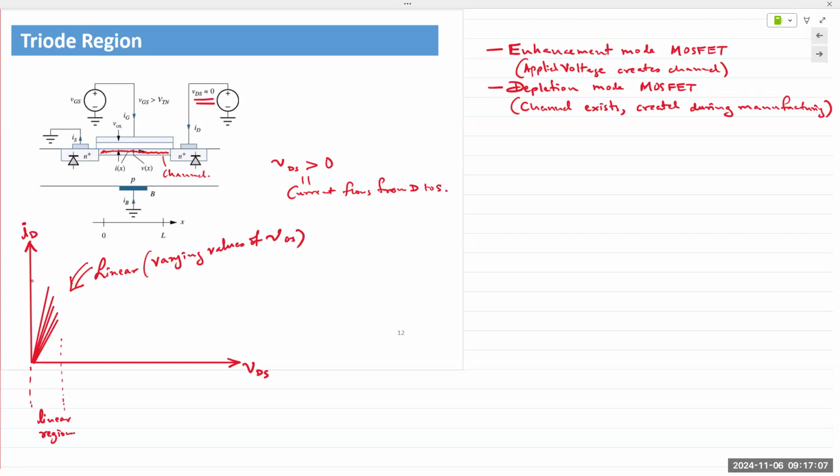What device or component has a linear relationship for voltage and current? Resistor. And hence the MOSFET behaves like a voltage controlled resistor. Depending on the applied voltage, we can force the MOSFET to operate in the linear region. Hence, voltage controlled resistor. Okay, it's a voltage controlled resistor.